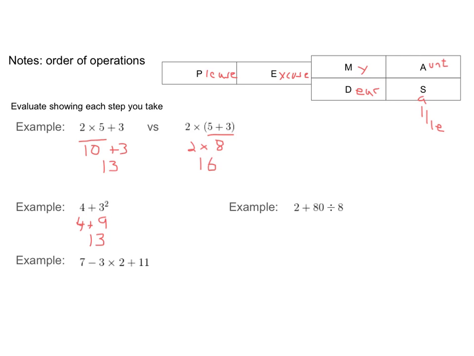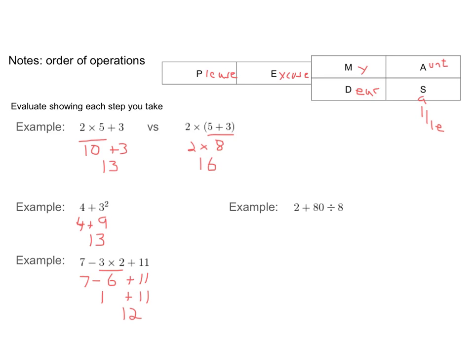All right, next example. We have subtraction, we have multiplication, we have addition. We have to do the multiplication first, so I'm going to underline that and evaluate it. Now we have 7 minus 6 plus 11. Again, we're going to go from left to right because we only have addition and subtraction left. So we know that we go from left to right in that situation. That's going to give us 7 minus 6 is 1, plus 11, and then my final answer is 12.